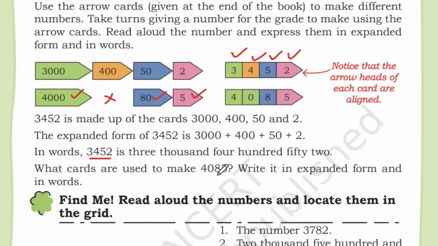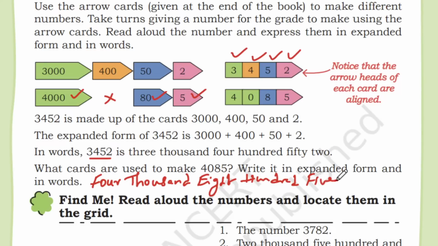And what cards are to be used to make 4,085? Write it in expanded form and in words. So 4,085, what cards do you need? You need one 4,000 card and the 100 card is not required. 80 you need and 5 you need. So 4,085. So in words it is 4,000, 80, 5. Okay.